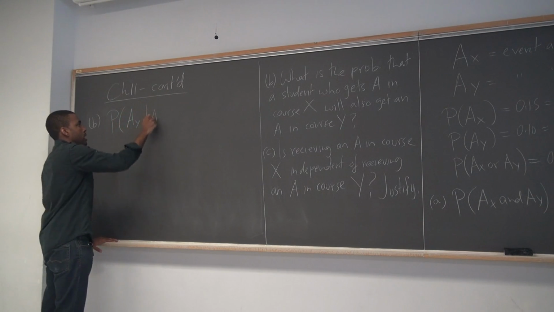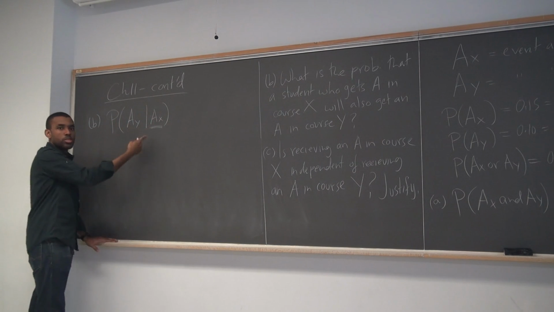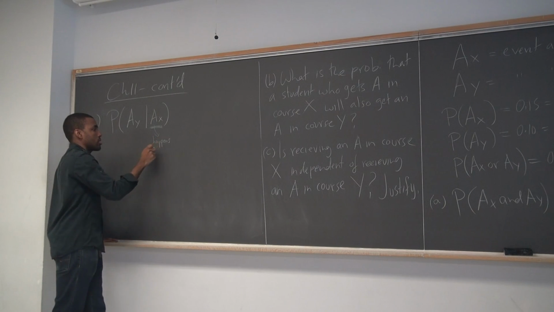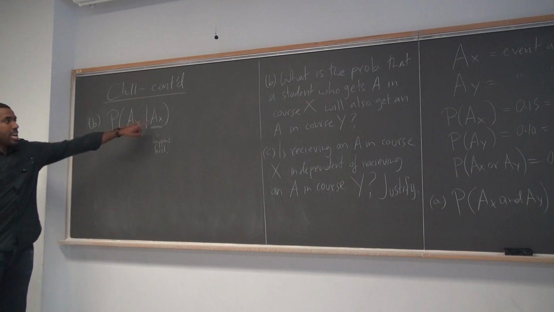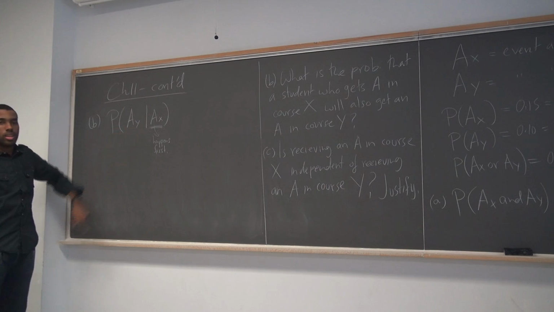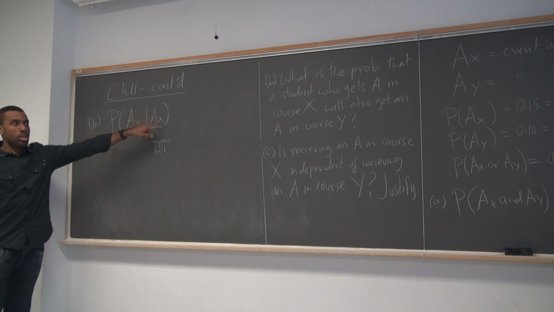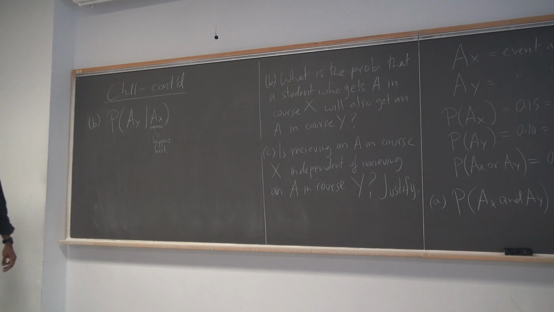Remember that in the notation, the part in the last part comes first, right? It happens first. So what is the probability that if you get an A in X, which happens first, then you will get an A in Y? So what's the probability you'll get an A in course Y given you got an A in course X? And how would we do that one?